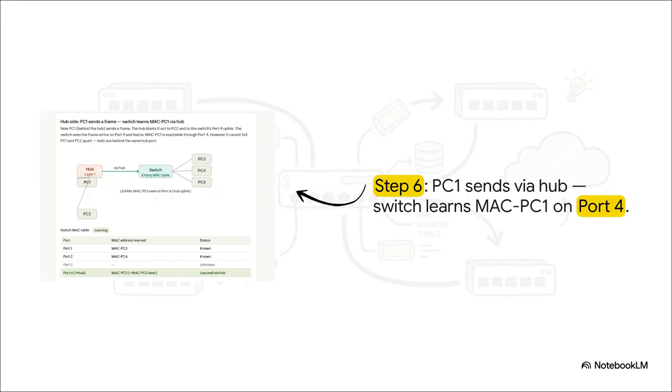Now, we do have a really interesting little caveat on step 6 regarding our old friend, the hub. PC1, sitting behind the hub, sends a frame. The dumb hub blasts it out everywhere, including up the port 4 uplink to our switch. The switch receives it and naturally learns, okay, Mac PC1 is on port 4. But here's the limitation. The switch cannot see inside the Layer 1 hub, so to the switch, both PC1 and PC2 will simply appear to live behind port 4. It can't distinguish them at the port level because it only sees the single cable coming from the hub.